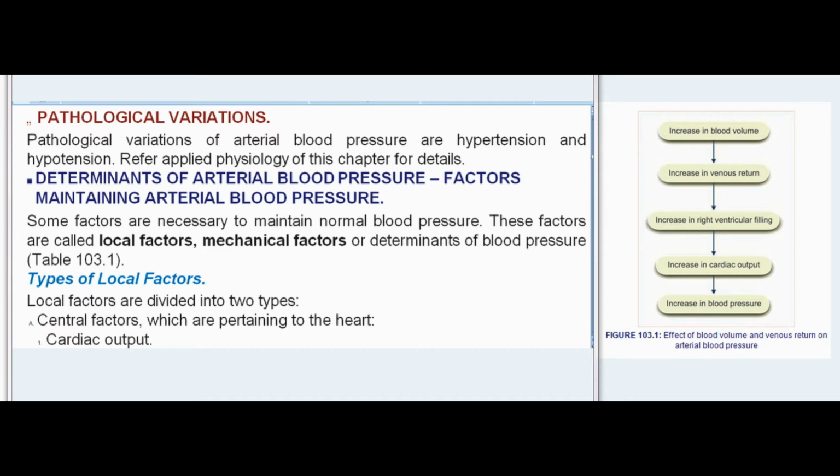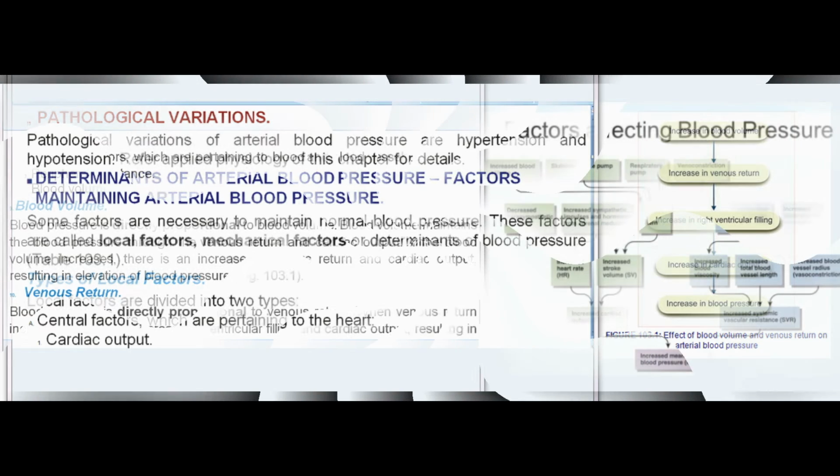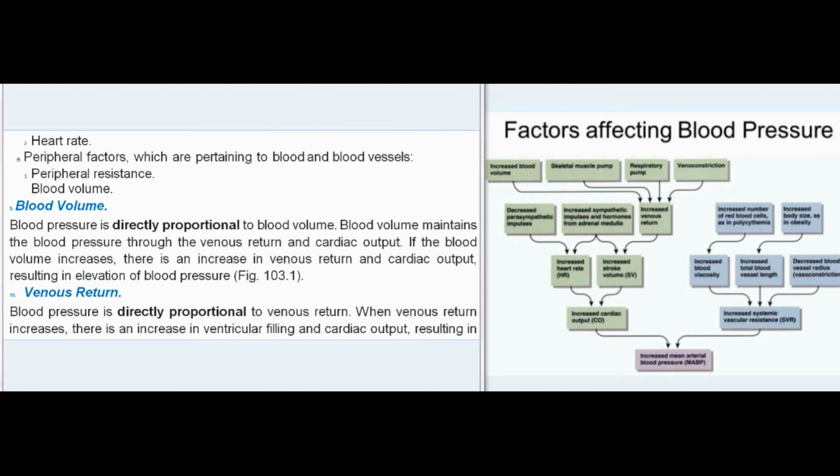Determinants of arterial blood pressure, factors maintaining arterial blood pressure. Some factors are necessary to maintain normal blood pressure. These factors are called local factors, mechanical factors, or determinants of blood pressure, Table 103.1. Local factors are divided into two types: central factors, which pertain to the heart, cardiac output and heart rate; and peripheral factors, which pertain to blood and blood vessels, peripheral resistance and blood volume.